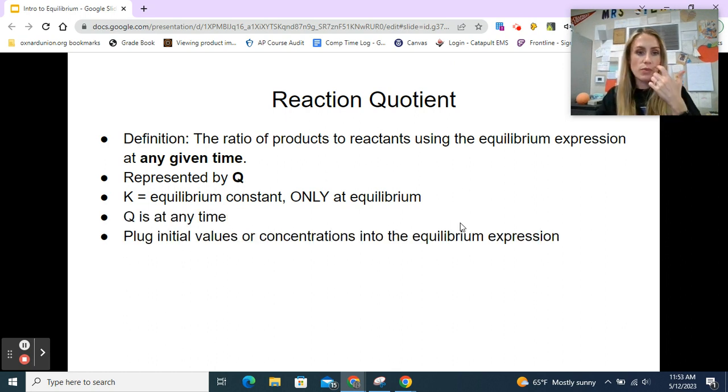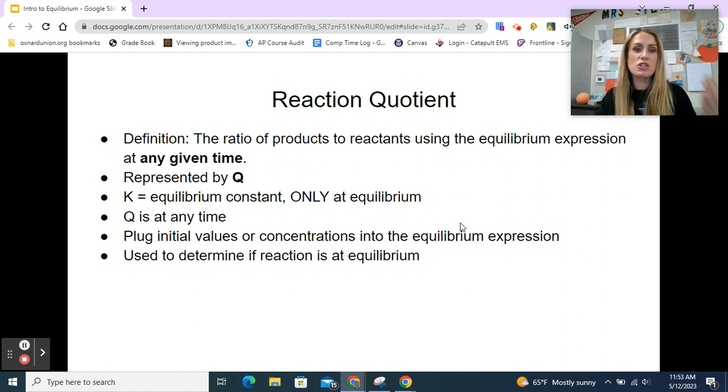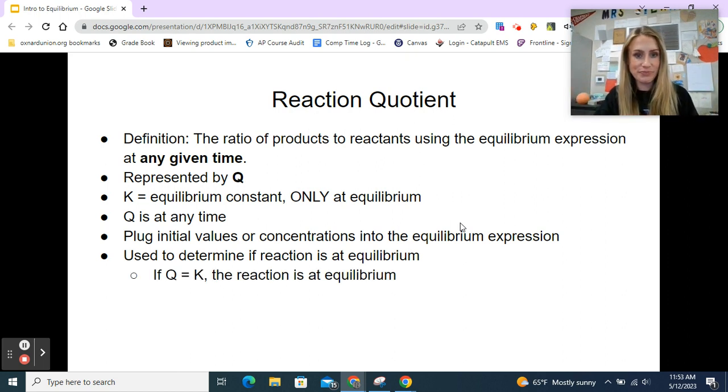What we do here is we plug initial values or concentrations into our equilibrium expression, and we use that to determine whether or not a reaction is at equilibrium. For some reason, this tends to be very confusing for a lot of people, but it's really just the same equation. And all I will say is, is this reaction at equilibrium? And if Q and K are not the same number, you just say no, and that's it. So if Q equals K, the reaction is at equilibrium. If Q is not equal to K, the reaction is not at equilibrium.